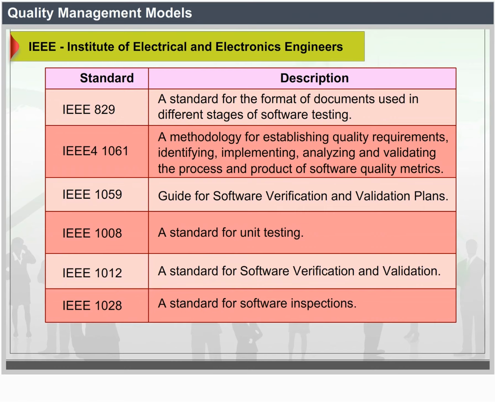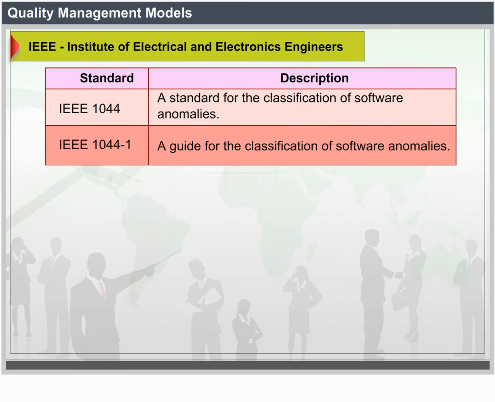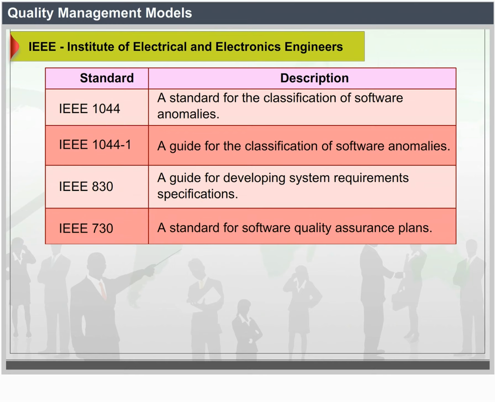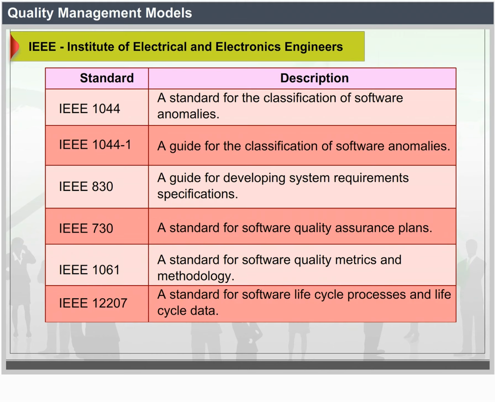IEEE 1044, a standard for the classification of software anomalies. IEEE 1044-1, a guide for the classification of software anomalies. IEEE 830, a guide for developing system requirement specifications. IEEE 730, a standard for software quality assurance plans. IEEE 1061, a standard for software quality metrics and methodology. IEEE 12207, a standard for software lifecycle processes and lifecycle data.